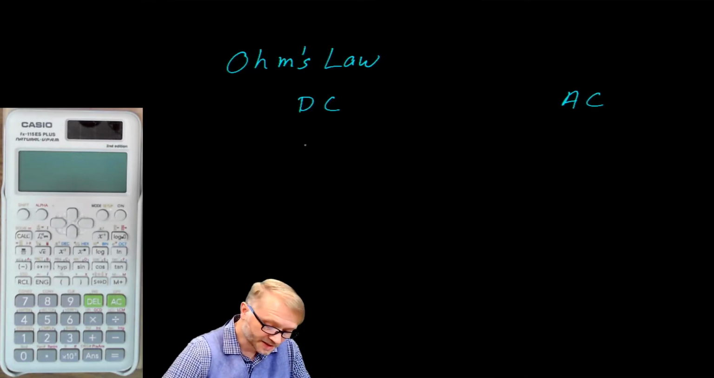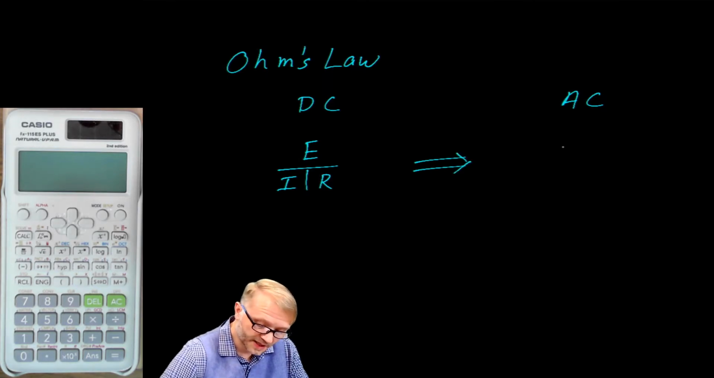Early in class, we learned that a voltage is a current by a resistance. That Ohm's law equation has transformed into a voltage vector is a current vector by an impedance.